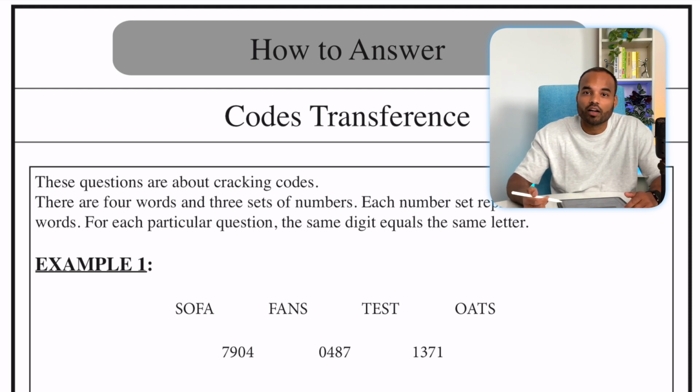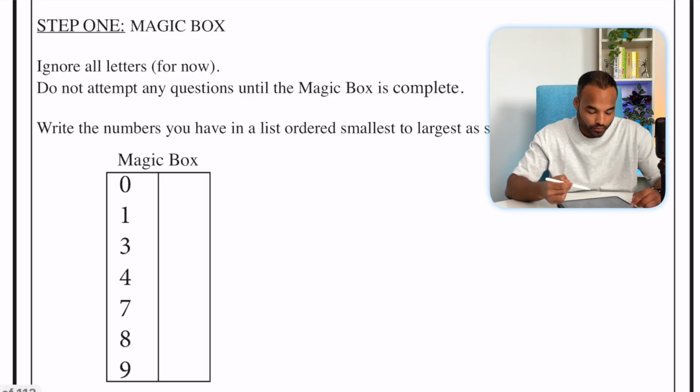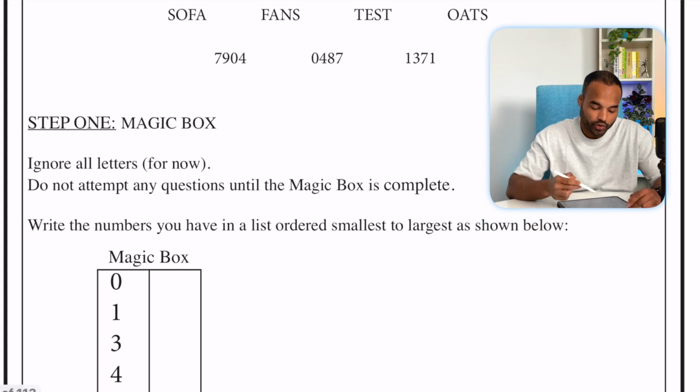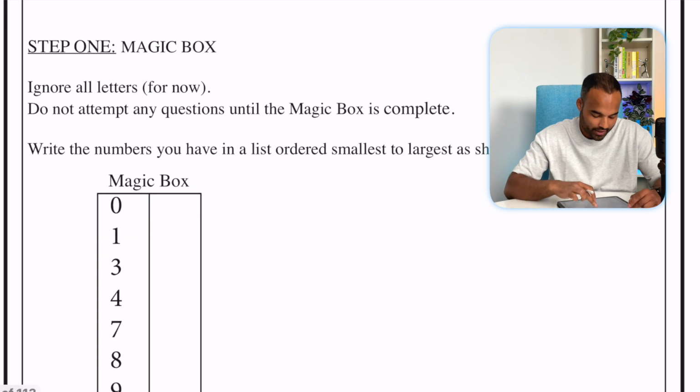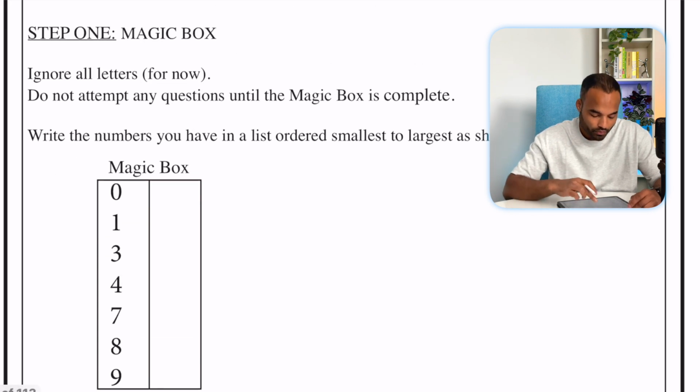So the very first thing that I would do is write down your digits from 0 going all the way up to 9. In our textbook, we call this a magic box. So for now, ignore the words and jot down the numbers that you have. Over here we have 0, 1, 3, 4, 7, 8 and 9.